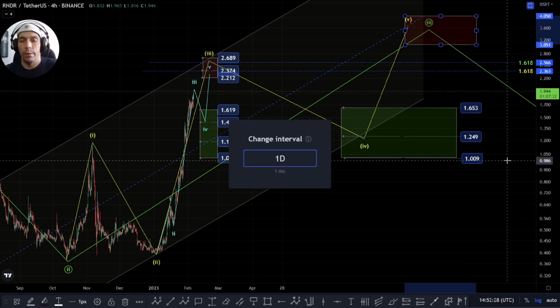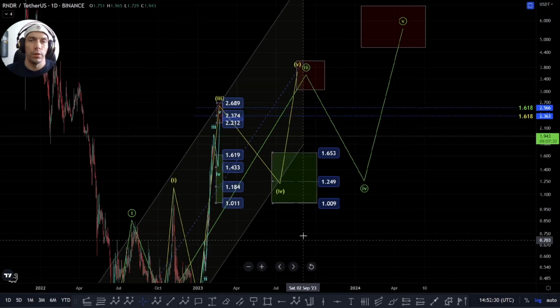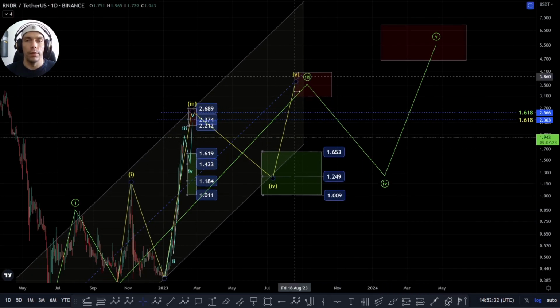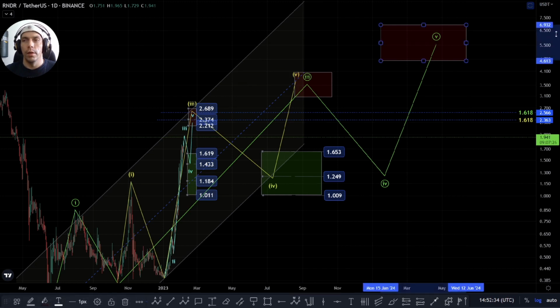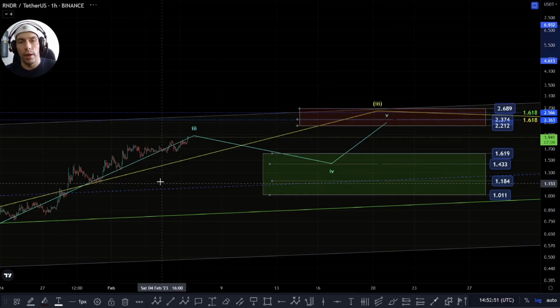$3.51 area. If I jump back out here onto the daily, this is if it played out exactly like I've got plotted here, potentially up to $6.93 to $4.61. So this is something that can play out, but we need to wait for the confirmations because this could just turn around here, cross this wave one high, and then it invalidates this whole structure. So that is just what we have to be careful of.